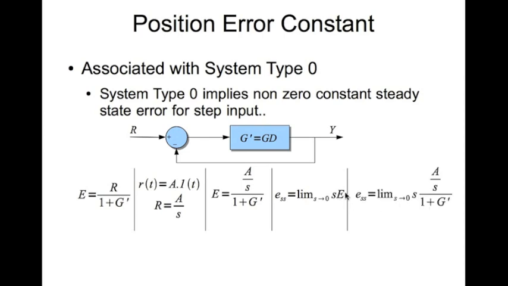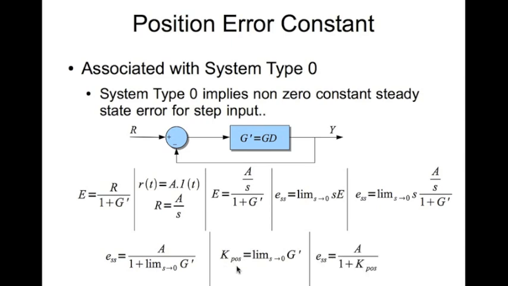We substitute for E of s. Now this s cancels with this s, and you can write ESS is essentially A divided by 1 plus the limit as s tends to 0 of g dash. Now the limit as s tends to 0 of g dash is k subscript POS, the position error constant. Therefore you can write steady state error ESS is A divided by 1 plus k position.